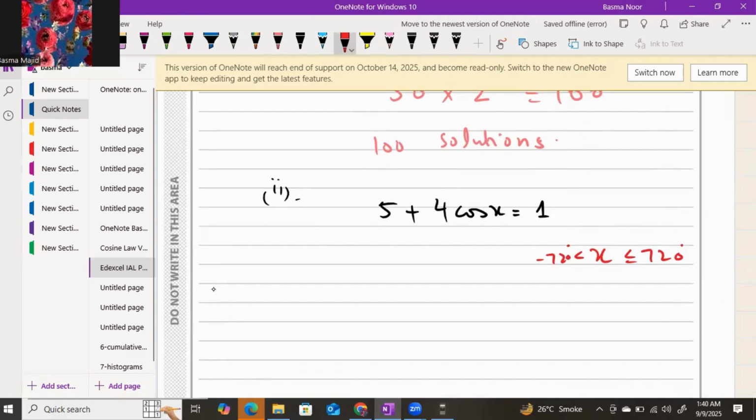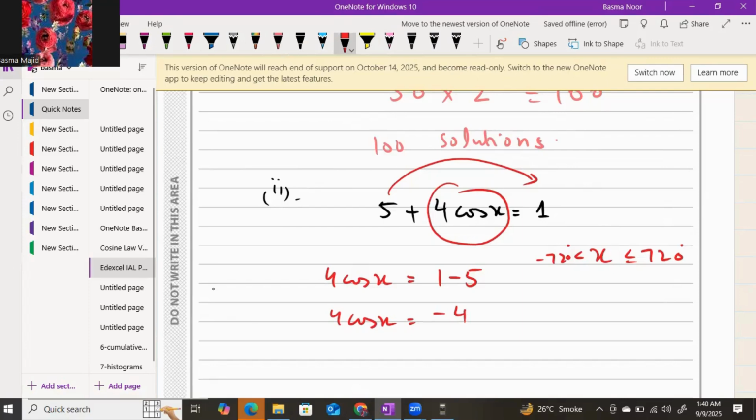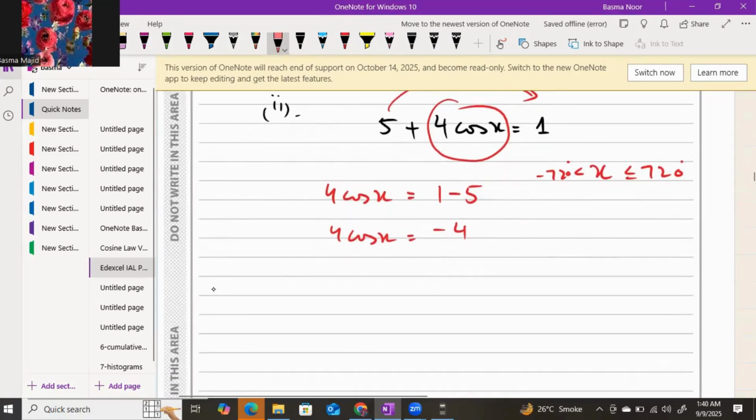First I'm just trying to make it like the curve above. You already have 4 cos of x plotted above. You can move the 5 to the other side to make it 4 cos of x equals 1 minus 5, which is minus 4. So 4 cos of x equals negative 4. One curve is 4 cos of x, already plotted above, and the other is y equals negative 4, which is a straight horizontal line.